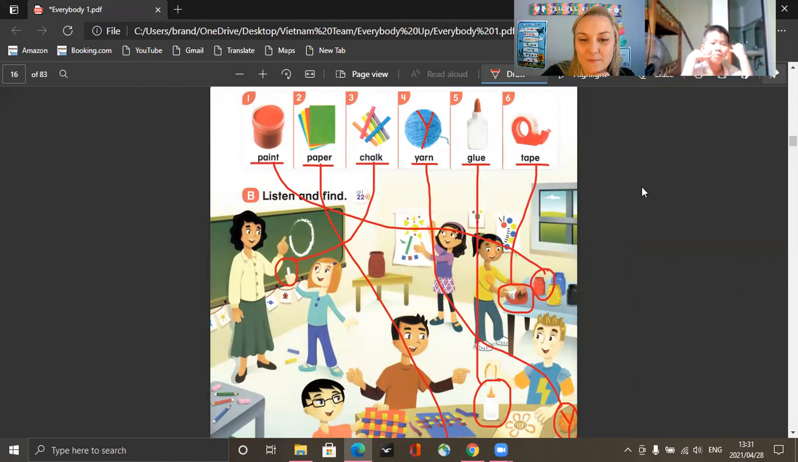Okay, number two. Paper. Yes. Number three. Chalk. Yay. Number four. Yarn. Yay. Number five. Glue. Yay! Number six. Tape. Yes, very good. Okay, let's move on.